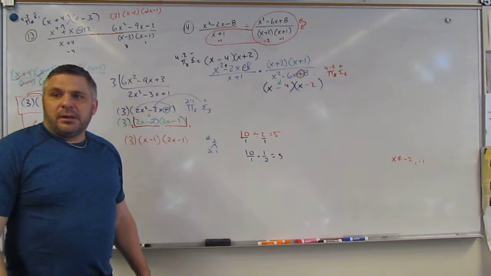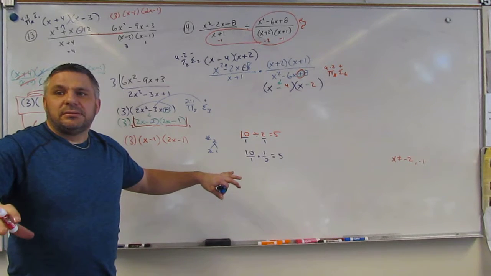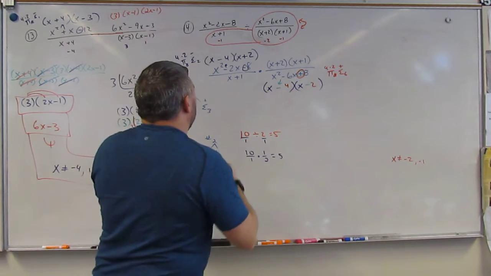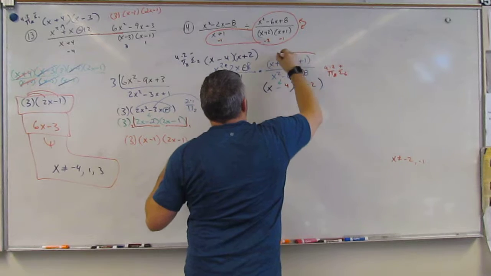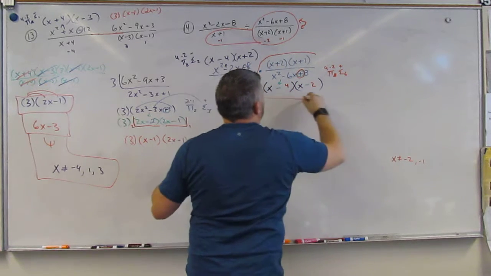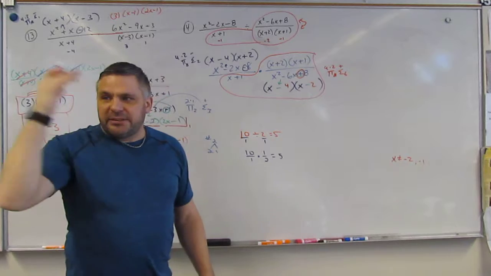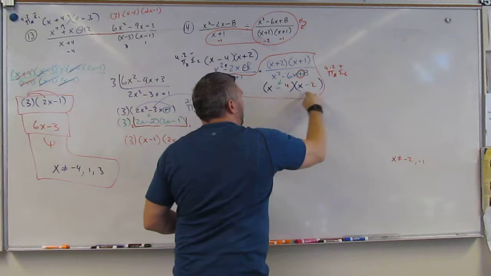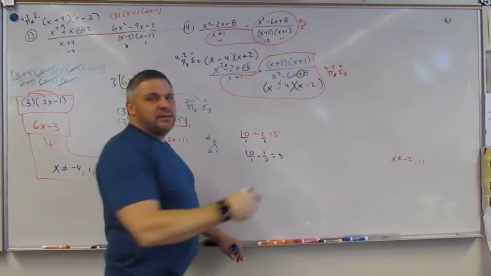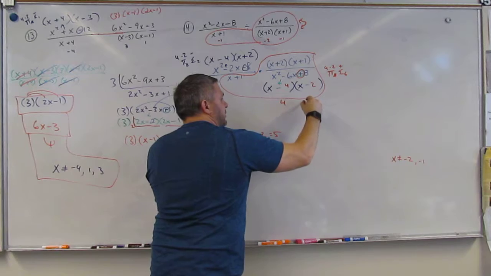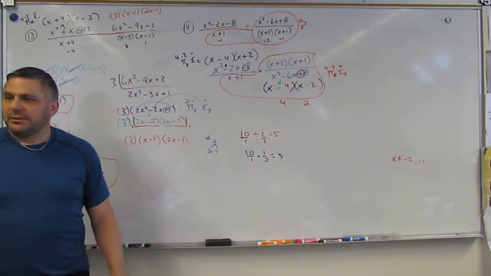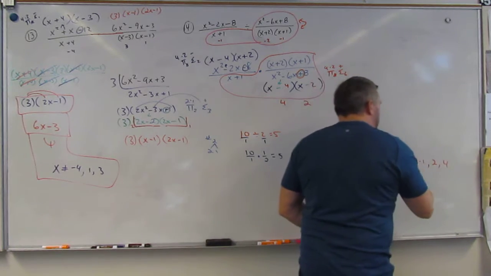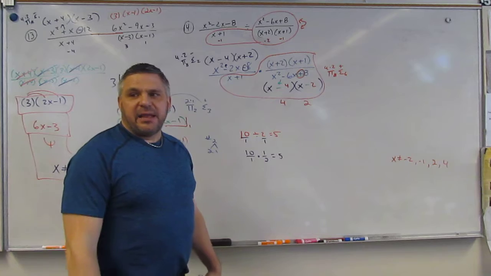Now we're going to rewrite everything. But before I do, I want to look at all of these. I need to take into consideration not just these anymore, but also these. So what can my x not be? 4 and 2. So I need to add that: 2 and 4. Now I know what my x can't be.